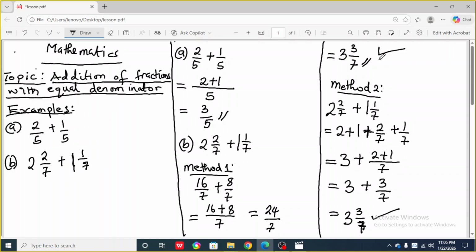So in our next class, we are going to consider subtraction of fraction with equal denominator. Then after that, we are going to consider addition of fraction with different denominator.